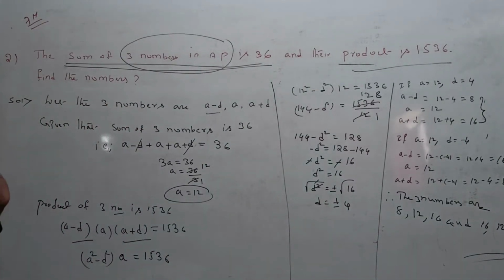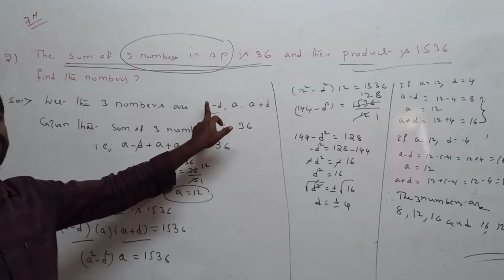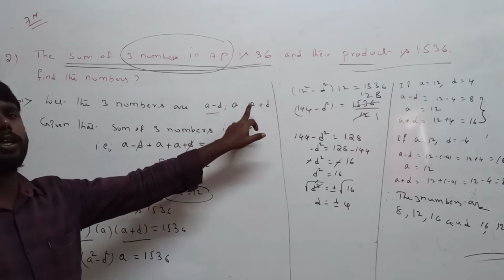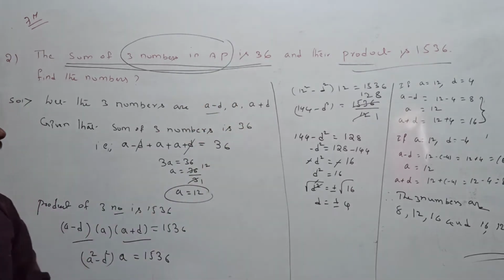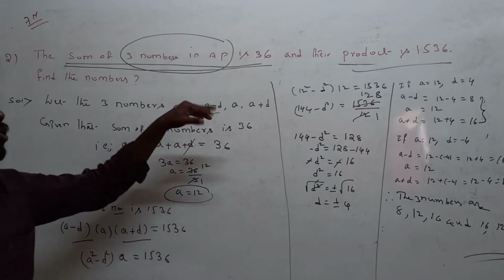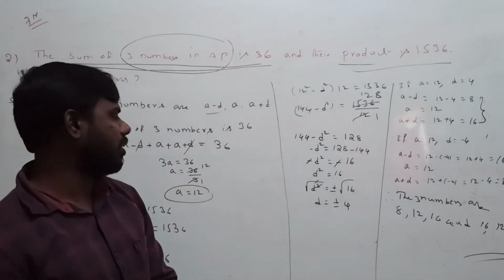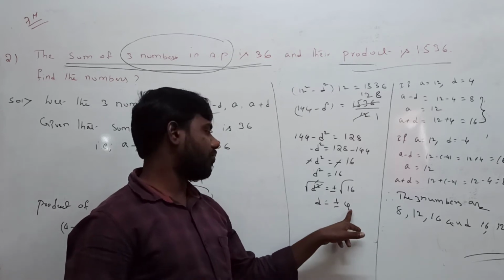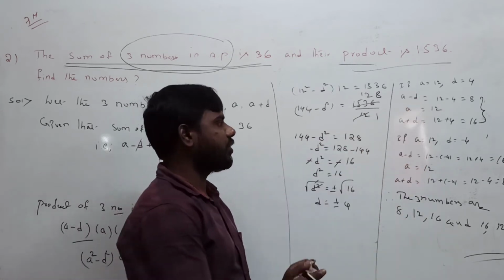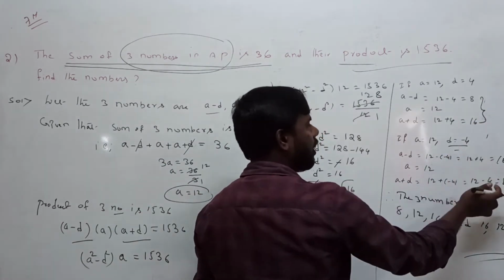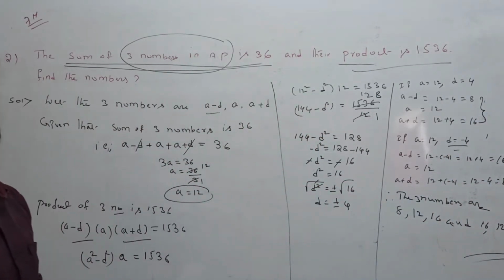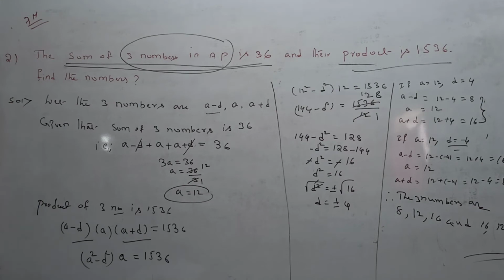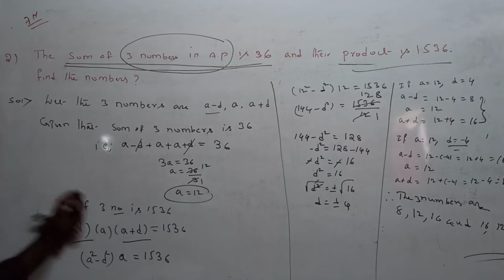First of all, let the three numbers be in arithmetic progression. The condition is assuming the three numbers are A minus D, A, A plus D. The sum of the three numbers equals 36 and you get the A value. Next, the product of the three numbers is 1536; substitute all values. Finally, we got D is equal to plus or minus 4. In the first case you substitute plus 4, in the second case you substitute minus 4. So finally we got the three numbers. Is it clear? Does everyone understand this question? Very important for the final exam, a 7 marks question. Next, third question.